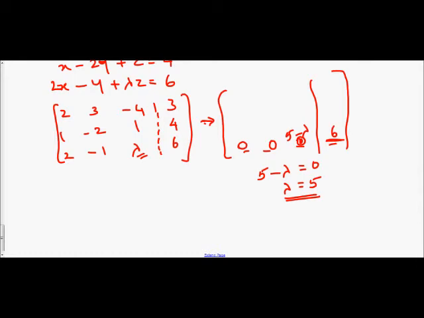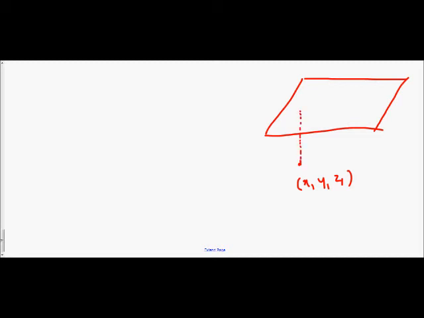Finding the shortest distance between a line and a plane. If you have a plane and a point, say x1 y1 z1, and you want to find the shortest distance from this point to this plane, it would obviously be along the perpendicular line to the plane. The perpendicular line is nothing but the normal vector, so there is something to do with the normal vector here. We need to find the normal vector first.